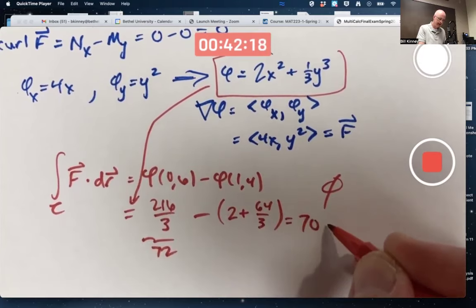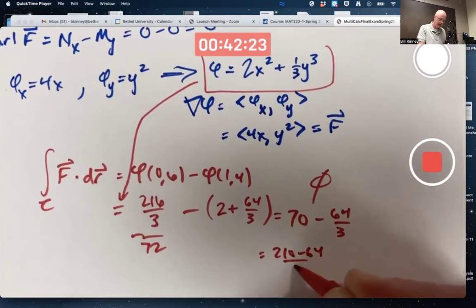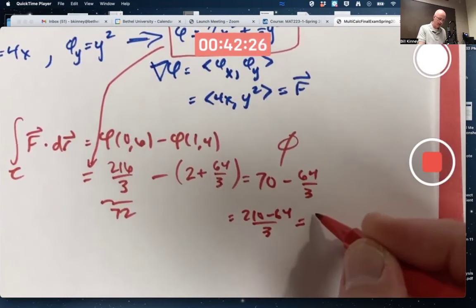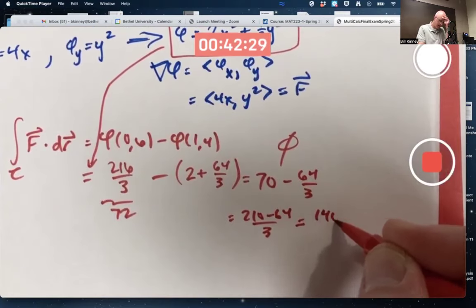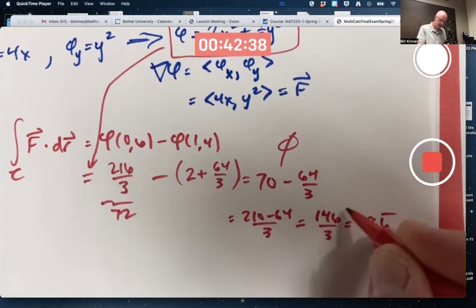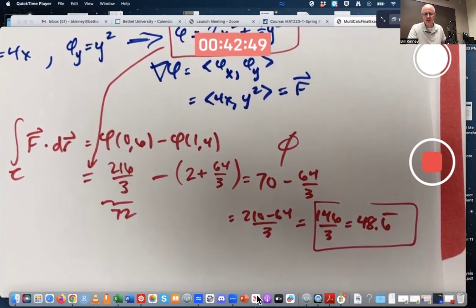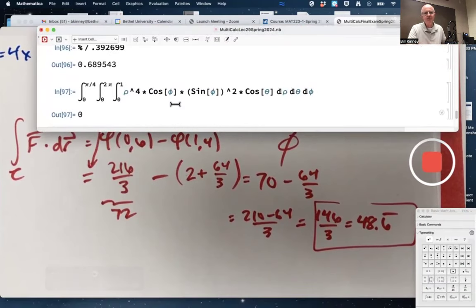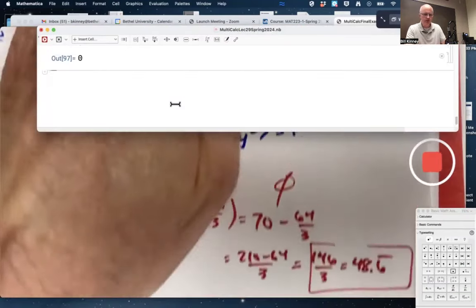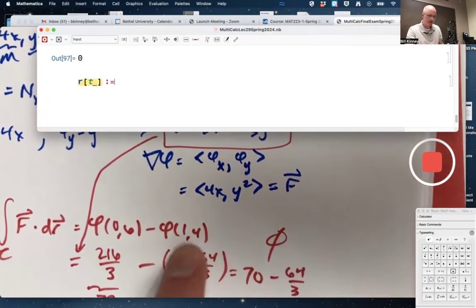This will be 70 minus 64 thirds. 210 minus 64 over 3. 46 over 3? Should be like a 48.6, I think, repeating. That'll be the line integral. You should be able to check it by parameterization if I ask you to. For this example, what's a parameterization of the line from 1,4 to 0,6?